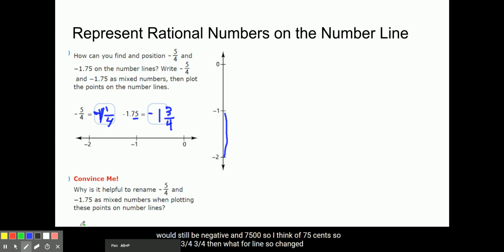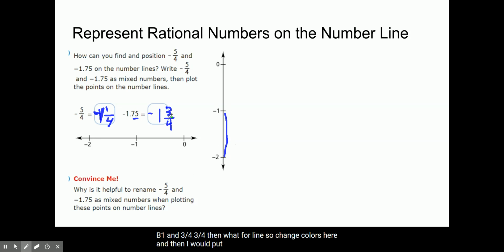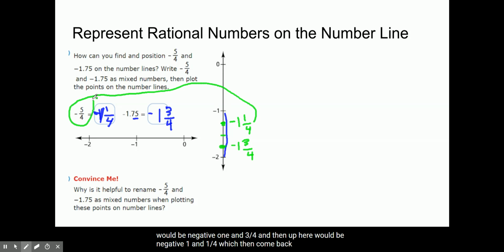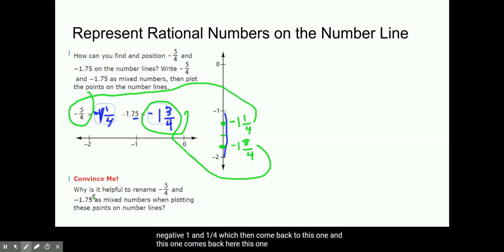So let me change colors here. And then I would put 1 and 3/4, so I'd split this one in half and then into quarters roughly. And then this would be -1 and 3/4. And then up here would be -1 and 1/4, which then comes back to this one. And this one comes back here to this one.